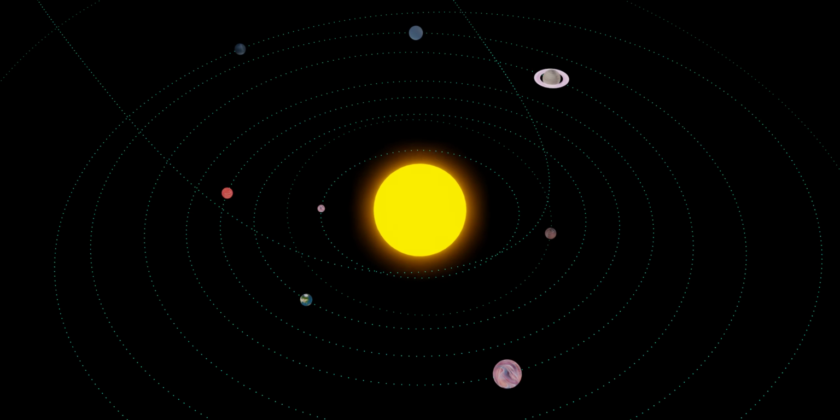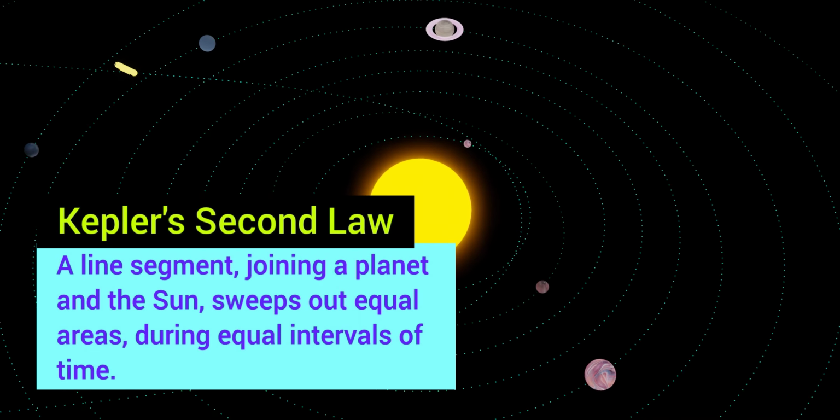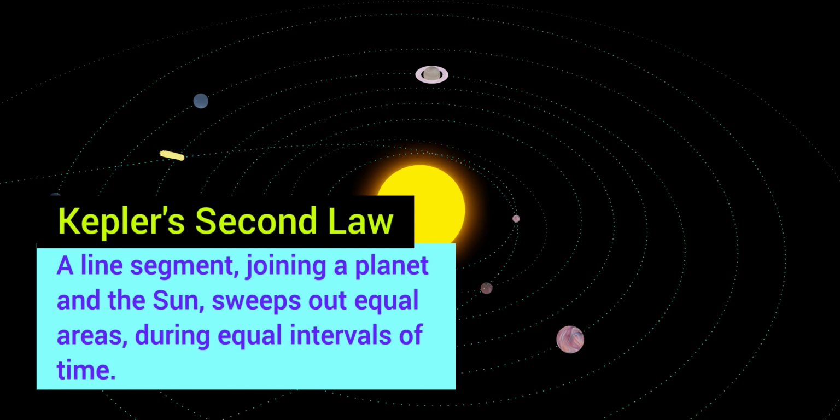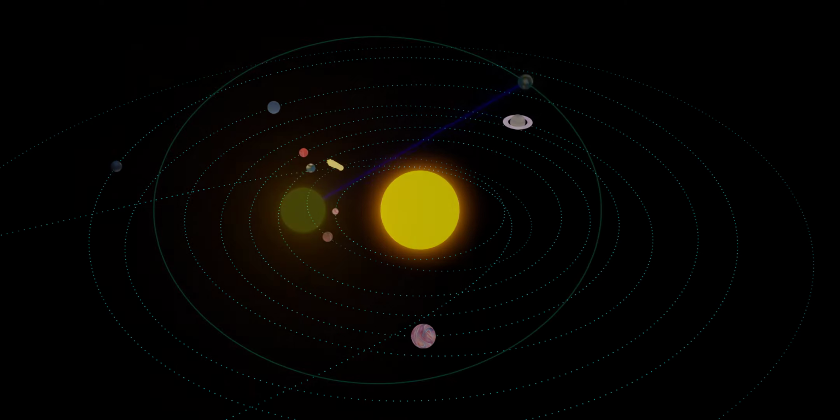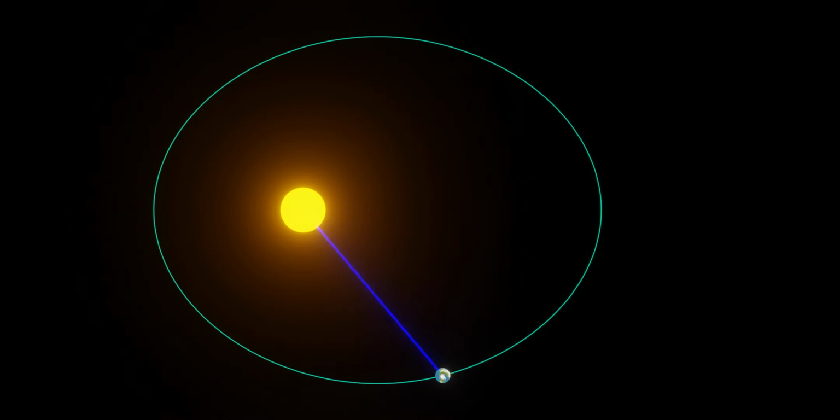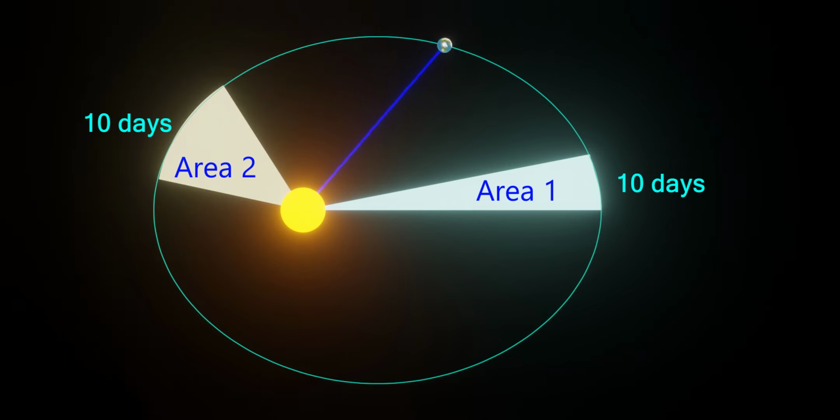The second planetary law says, a line segment joining a planet and the Sun sweeps out equal areas during equal intervals of time. Suppose the radius of this planetary orbit, while orbiting the Sun, swept this area in 10 days. And then moved here and swept this area in another 10 days. According to Kepler's second law, these two areas are equal.